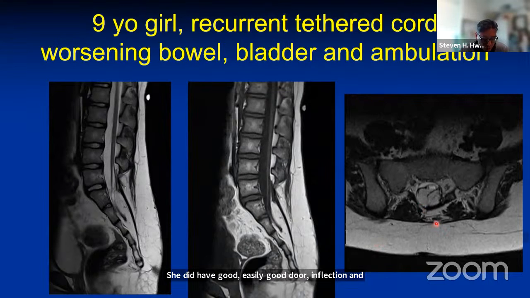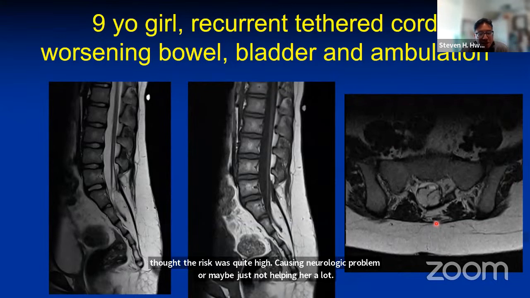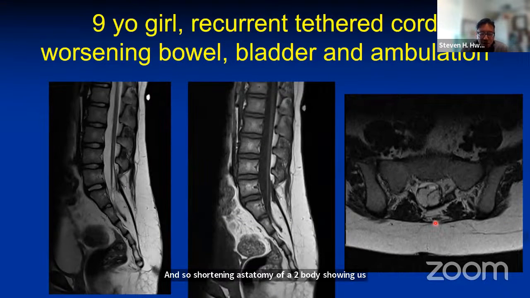In my hands, I thought the risk was quite high of causing a neurologic problem, or maybe just not helping her a lot. So shortening osteotomy, or vertebral body shortening osteotomy, for me in this case is an excellent choice.